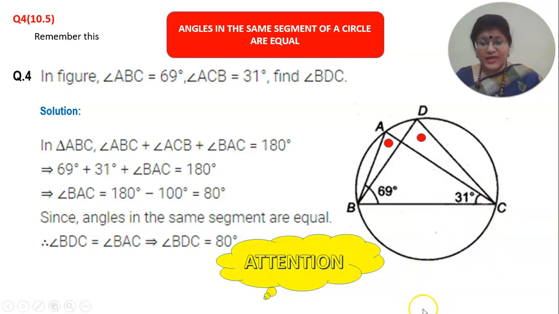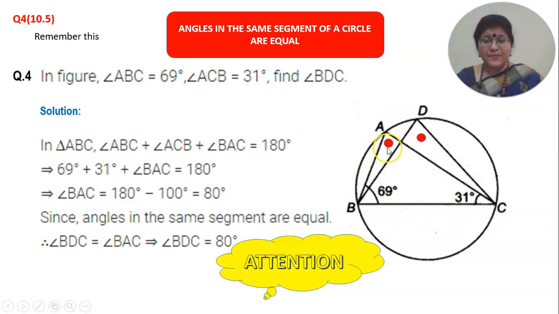So which are the two segments? This region below BC is one segment, and this entire region above BC is another segment. So look for angles in the same segment. So which are the two angles? Angle A and angle D. So you know that angle A will be equal to angle D because angles in the same segment are equal. Now, you have to calculate this angle. Look at triangle BAC.